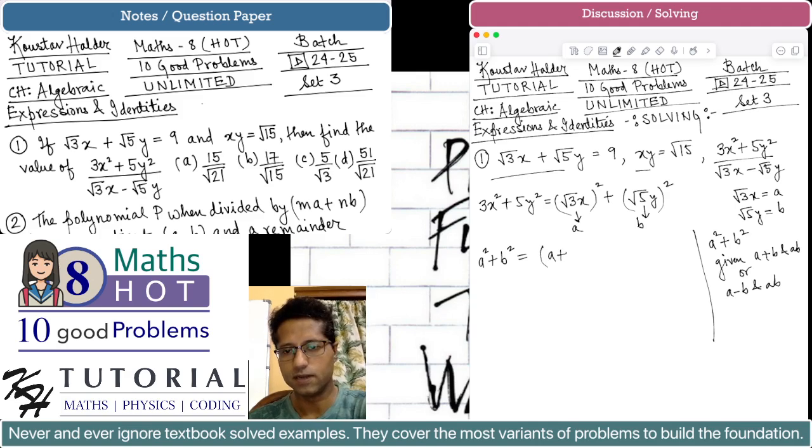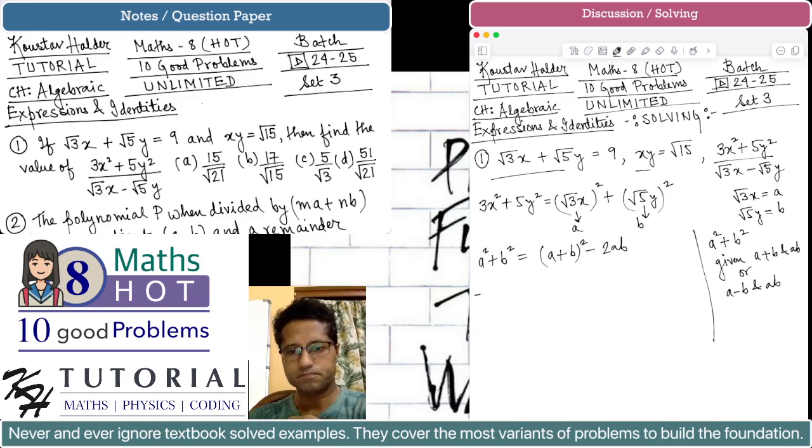This is a kind of identity. a square plus b square is equal to a plus b whole square minus twice ab. This is coming from the identity of a plus b whole square, where I have just moved the twice ab from the left hand side to the right hand side. So we know this. For any numbers a and b, we have a square plus b square is equal to a plus b whole square minus 2ab.